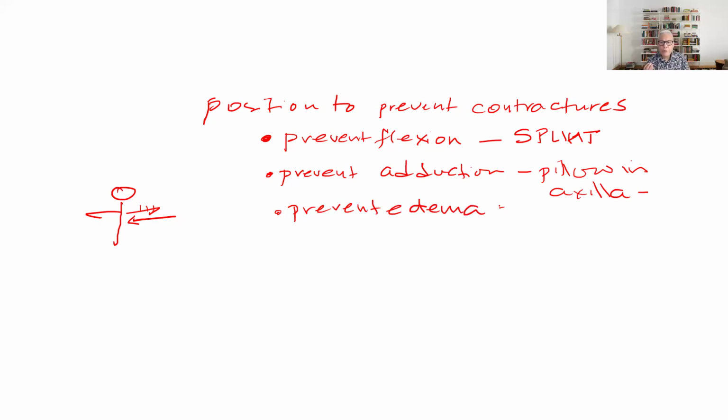And how do we prevent edema? We want to make sure that we elevate the affected arm to prevent the edema and fibrosis. Because if you don't move your arm, what's going to happen is that you're going to have an edematous arm. And therefore, you want to make sure that you elevate that arm. And then, of course, we're going to prevent venous stasis.